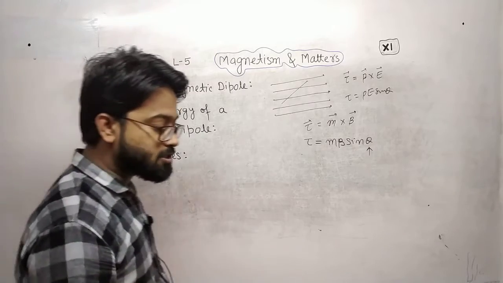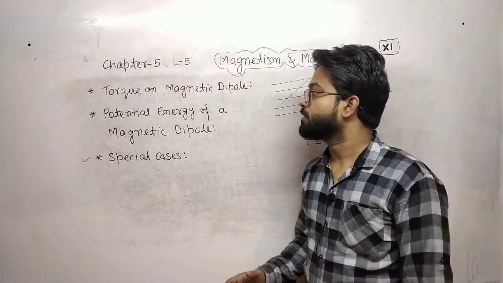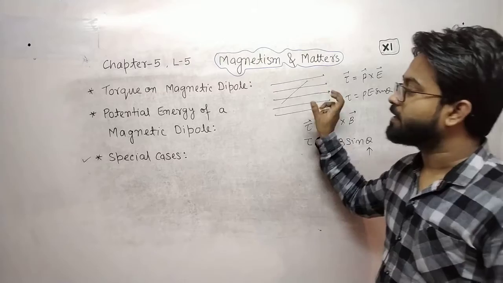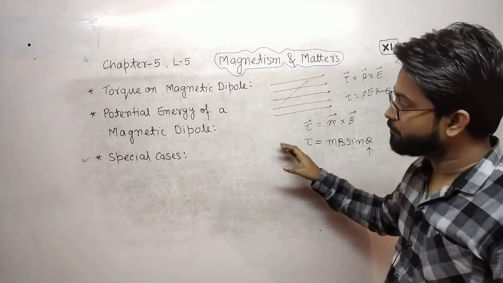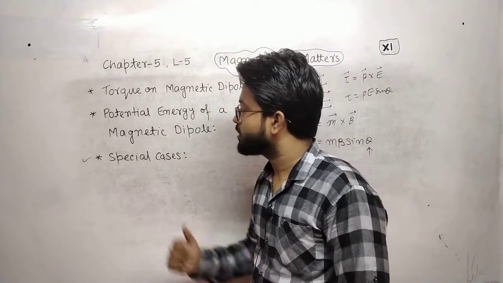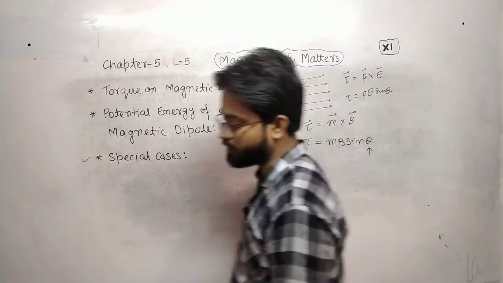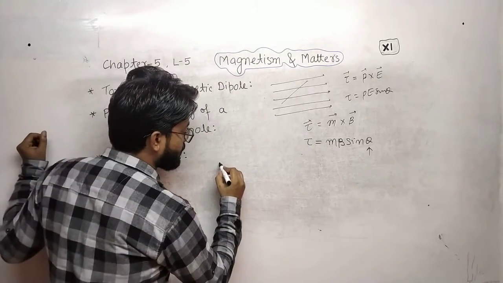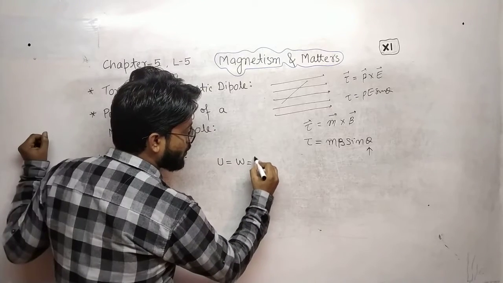What is potential energy? Potential energy is nothing but the work done to rotate the magnetic dipole or magnetic needle in a uniform magnetic field. It means if we have to calculate potential energy, we will calculate what? That is work. Very good. Now let us try to calculate potential energy. Potential energy will be equal to work done.